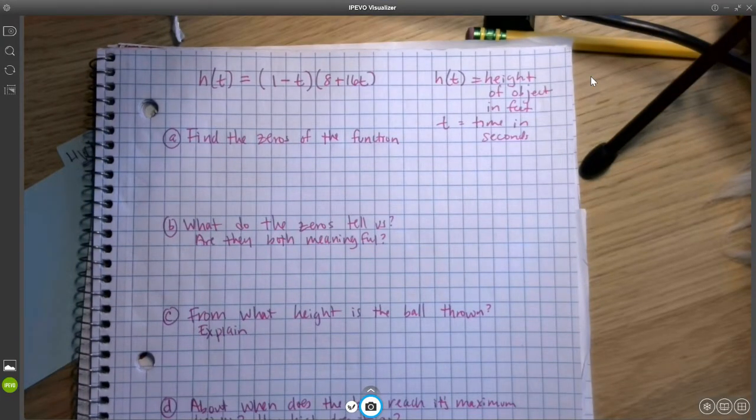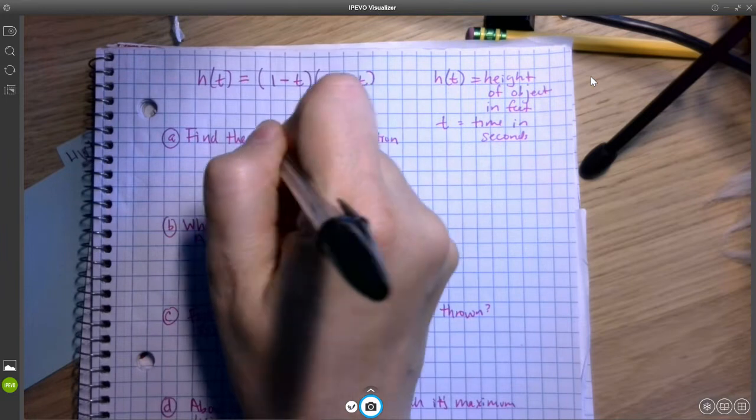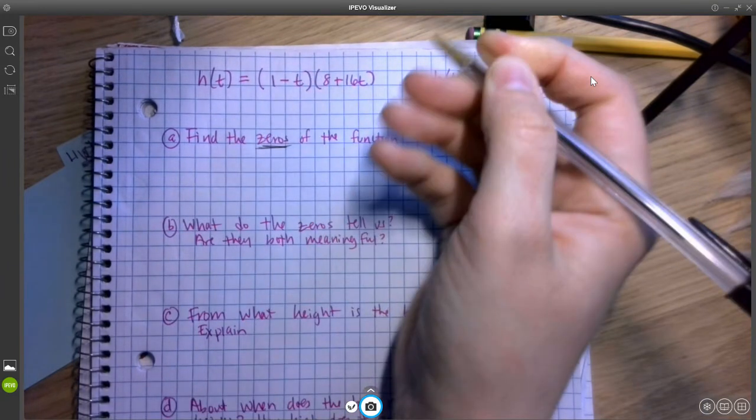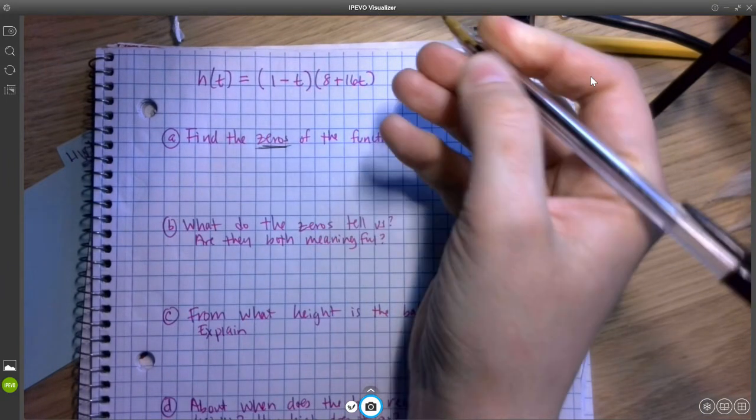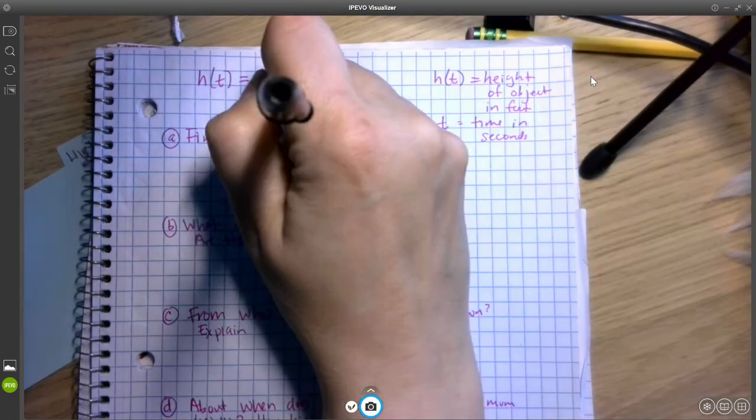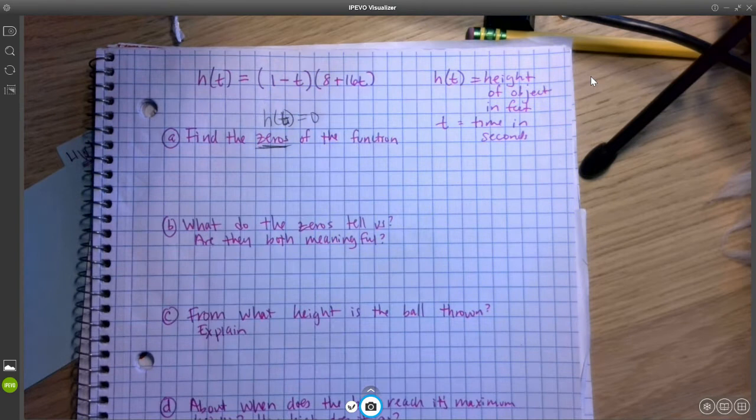So the equation is h of t equals (1 minus t) times (8 plus 16t), where h of t is the height of the object in feet and t is the time in seconds. The first thing they want us to do is find the zeros of the function. The zeros are the times when the value h of t equals 0.